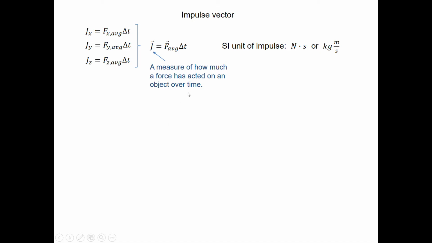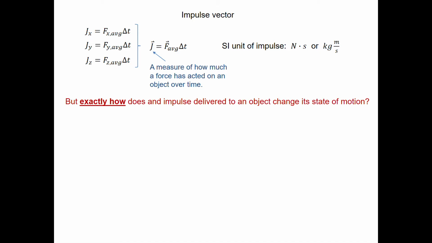And again, we're thinking of the impulse as a measure of how much that force associated with this average has acted on an object over time, or the degree to which it's going to change its state of motion. Now, I've given you sort of a loose intuitive idea that the impulse should affect the change in the state of motion of the object. But exactly how does the impulse delivered to the object change its state of motion?